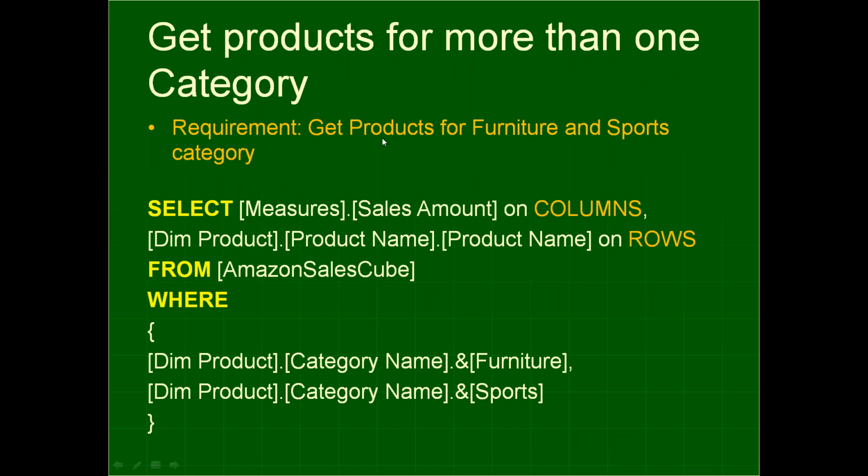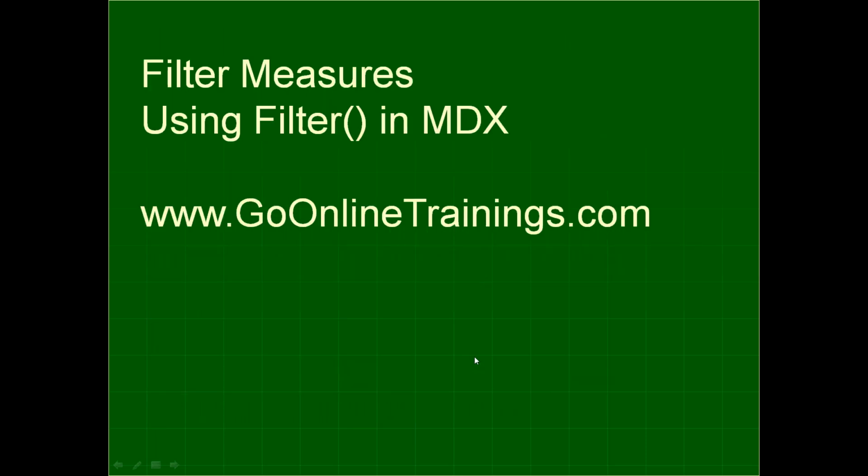Now, get the products for more than one category. The requirement is the sports category and the furniture category. So I can include a lot of other categories. Clear? Now I'm going to be applying the filter function. Even though we have a where clause, without a where clause also we are able to understand or implement filtering. But why is filtering needed? Let us understand filtering the measures with the help of a filter function.